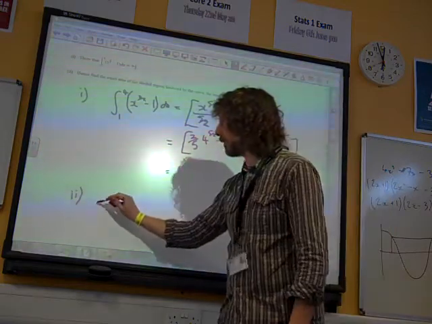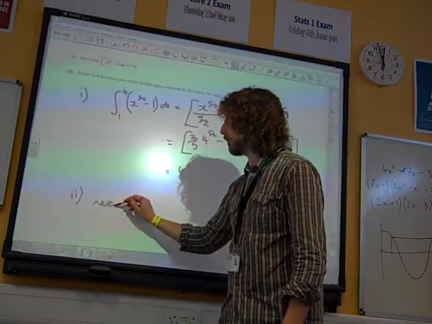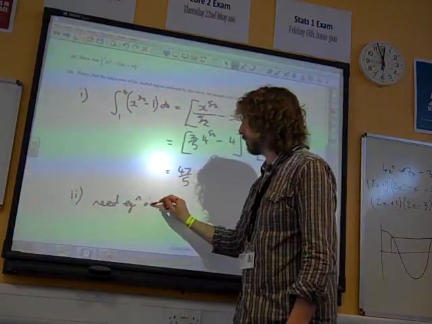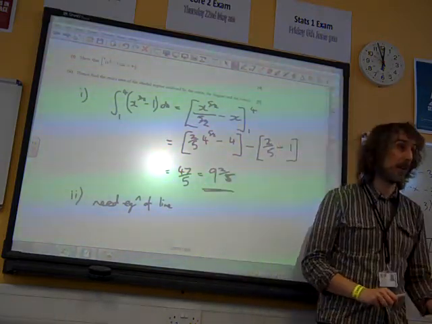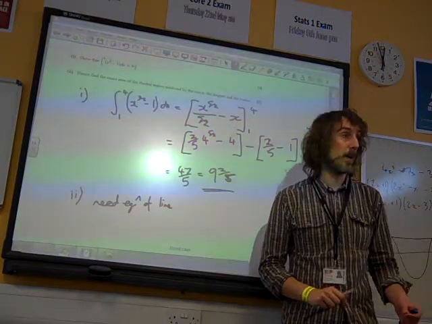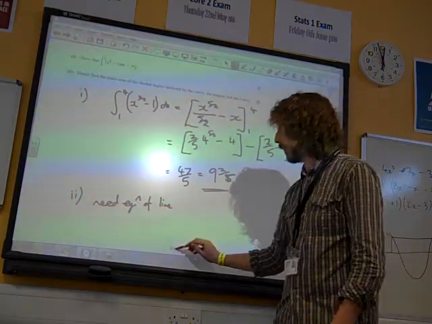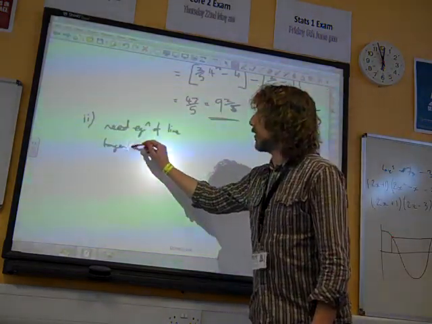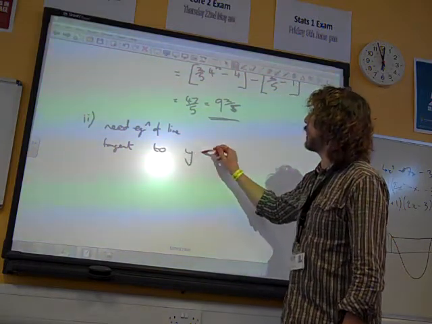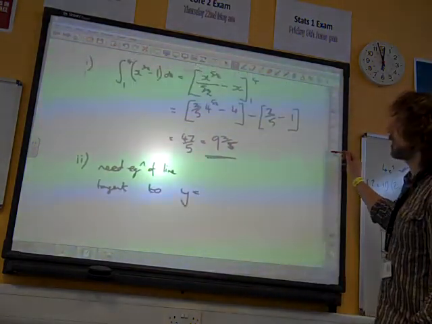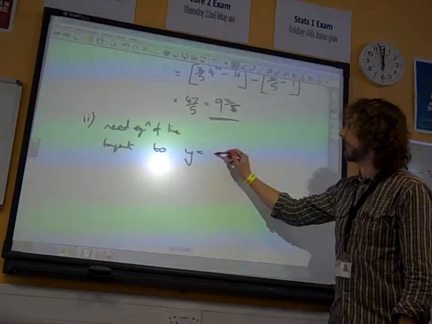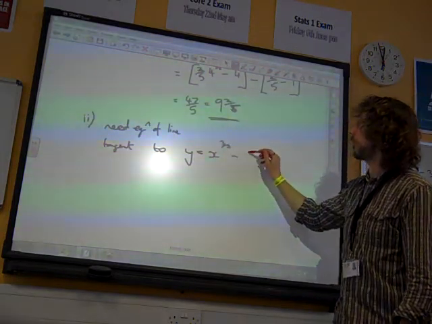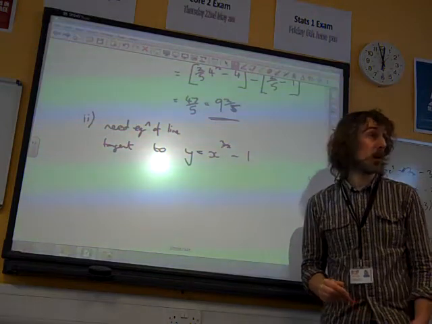So the straight line has the same gradient as the curve at the point when x equals 4. It's a tangent to the curve y equals, what was the curve? x to the 3 over 2 minus 1. So I'm going to have to differentiate that.